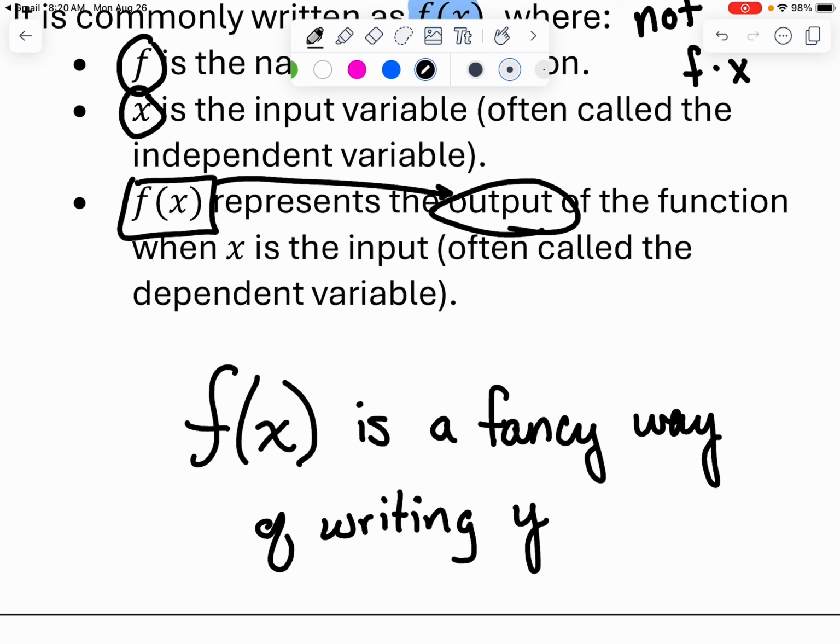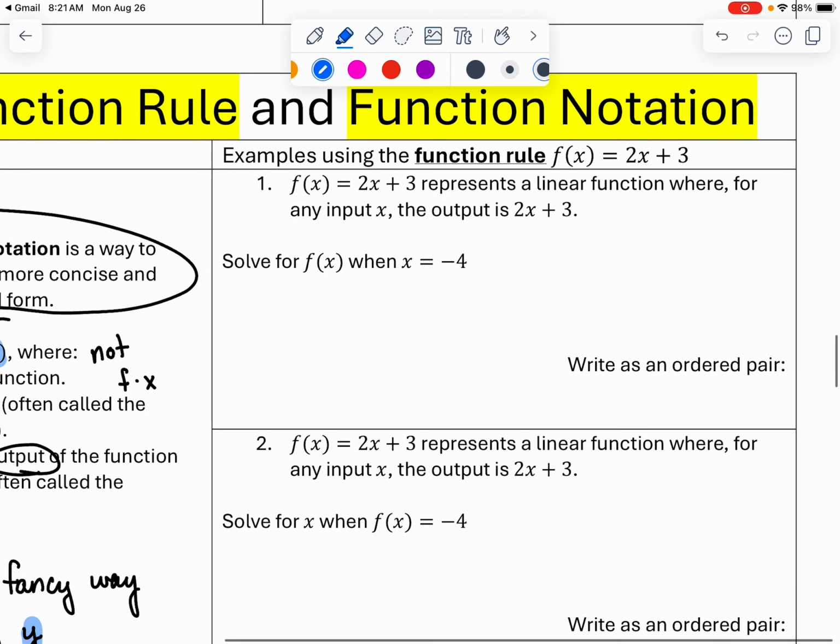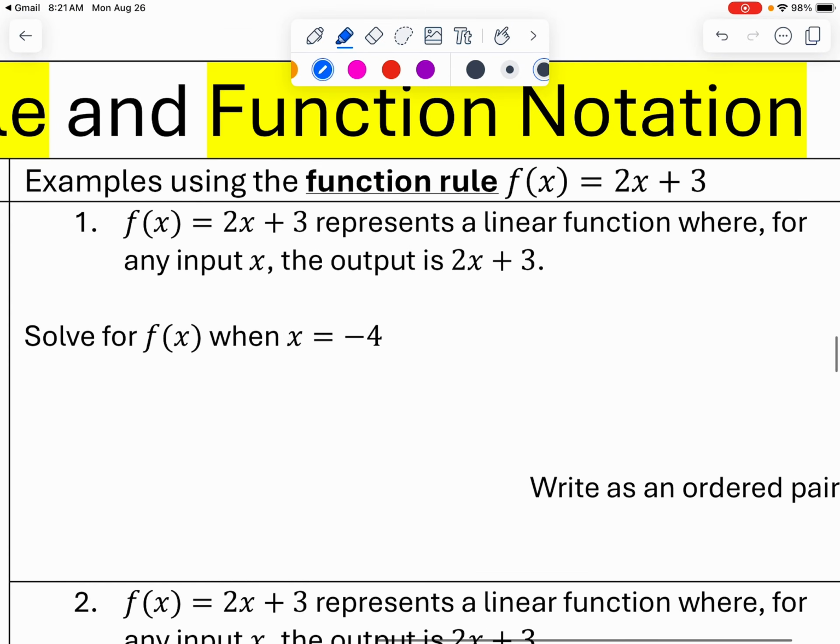F of x is just a fancy way of writing y. So don't picture f of x as two variables. It's really just a single output variable of y. Okay, number 1. So I have an example here, and this example is going to use the function rule.